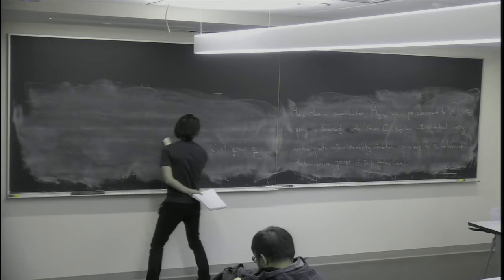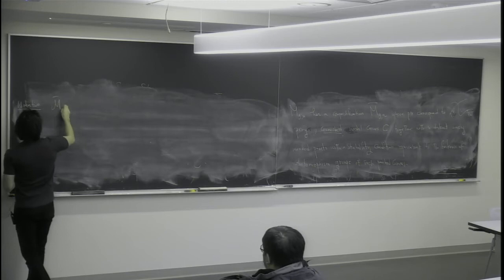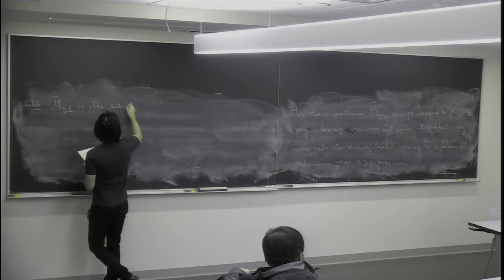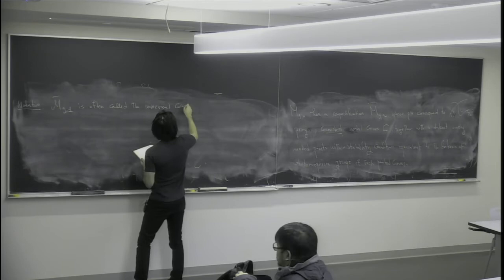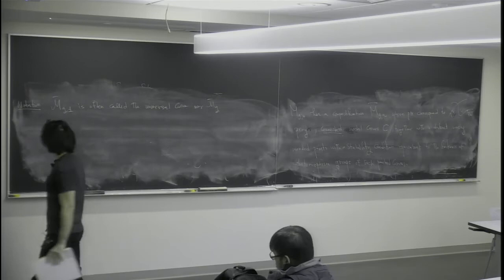Okay, so now notation: M bar_{g,1}, genus g curves with one marked point, is often called the universal curve. So it's often called the universal curve over M_g, over just the honest moduli space of genus g curves, no marking. I mean, the one marked point actually sees the curve, right?